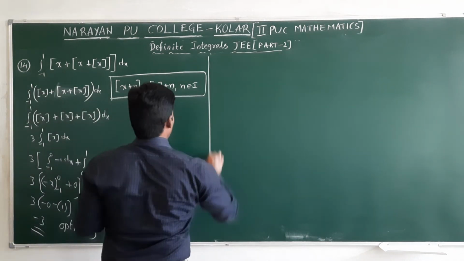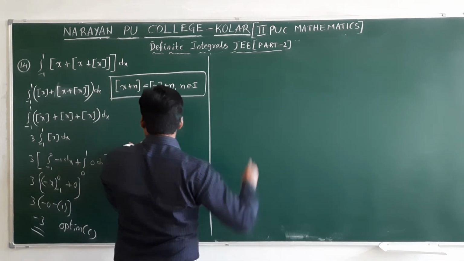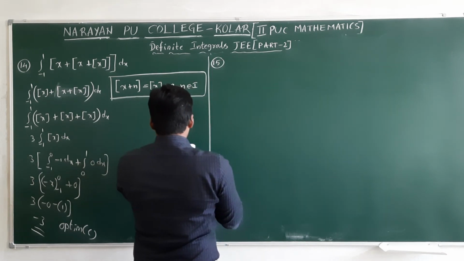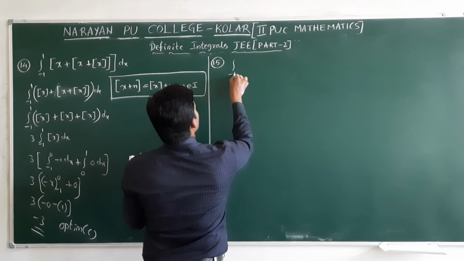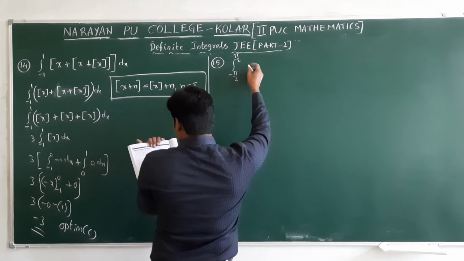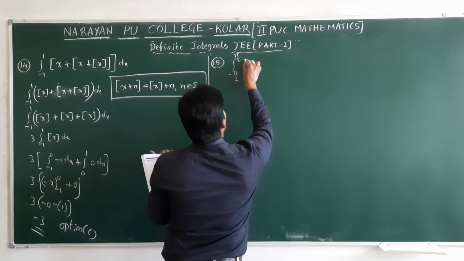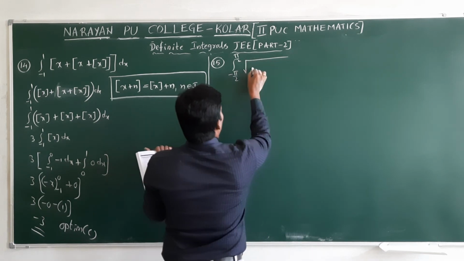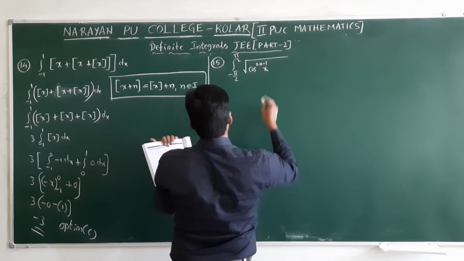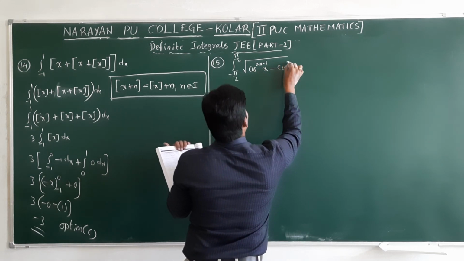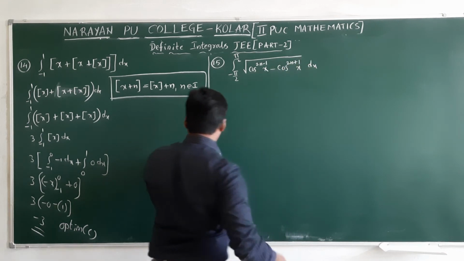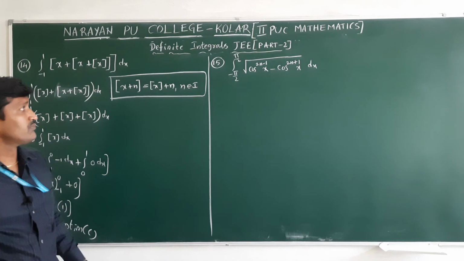Next, question number 15. Question number 15 is given: integral from minus pi by 2 to pi by 2 under root of cos power 2n minus 1 x minus cos power 2n plus 1 x into dx, where n is an integer. We need to find this value.